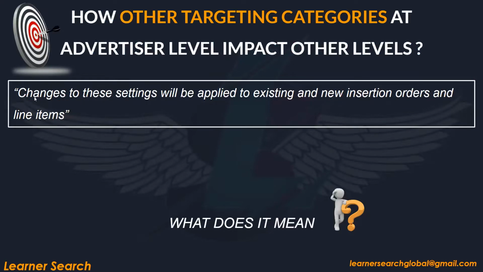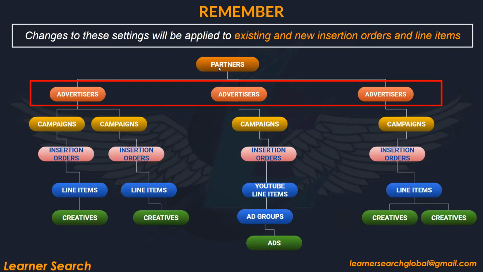Changes to these settings will be applied to existing or new insertion orders and line items. So let's assume there is a partner I created. I created 3 advertisers. Under each advertiser we have campaigns. Campaigns are created under each advertiser.